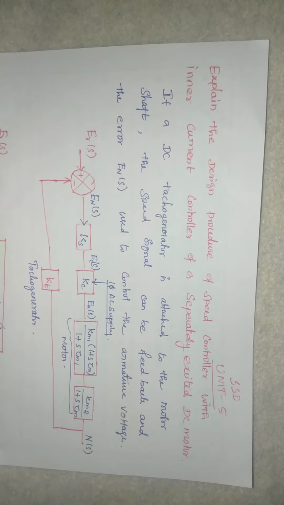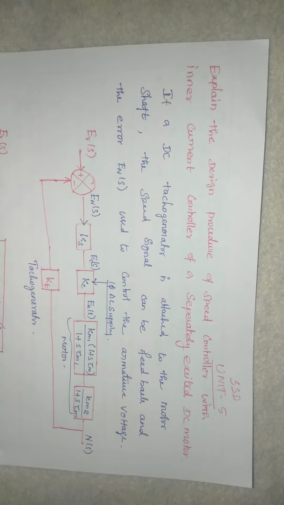Now we are going to see the next concept in solid state drives, unit number 5. The concept name: design procedure of speed controller with inner current controller of a separately excited DC motor. From the question, we could identify one thing. Here we are going to design the speed controller, but the current controller should be placed into that speed controller, that is, the inner current controller of a separately excited DC motor.